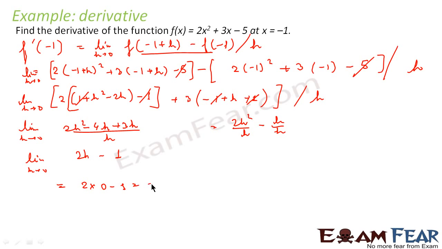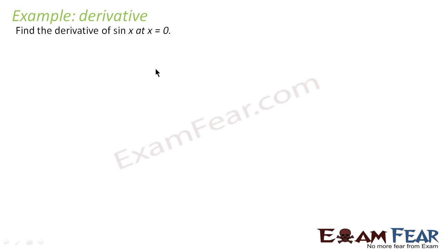So that becomes minus 1. So this is the value of this function at x is equal to minus 1. So f dash of minus 1 is equal to minus 1. That is the answer. So what we have done here, we have found the value of f dash of minus 1, that is limit of f of minus 1 plus h minus f of minus 1 by h. We solve this to get the value to be minus 1.